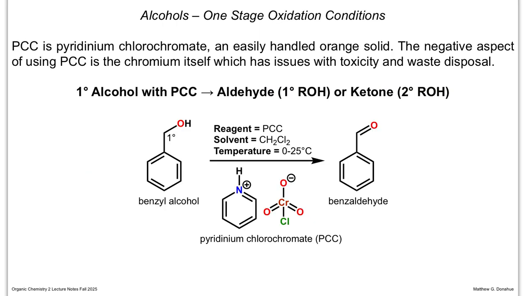So our first one is PCC, and that stands for pyridinium chlorochromate. The structure is shown below the arrow here. Pyridinium is a protonated pyridine, so that's a cation, and then the chlorochromate is this CrClO3 anion.